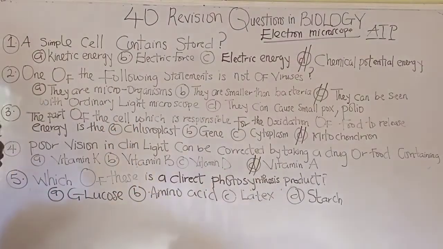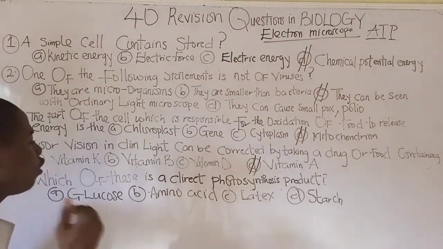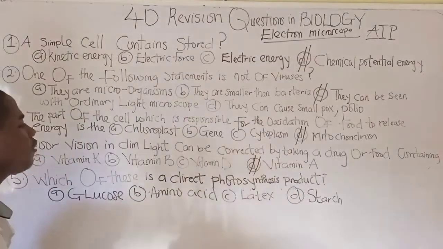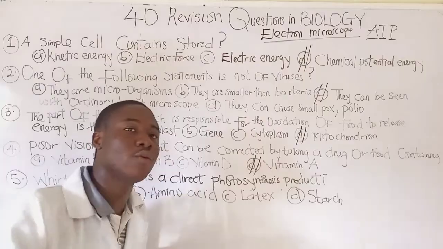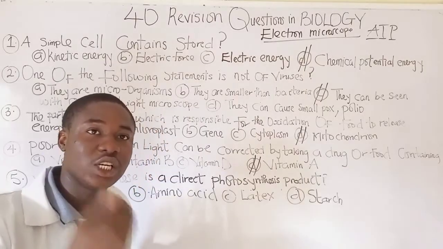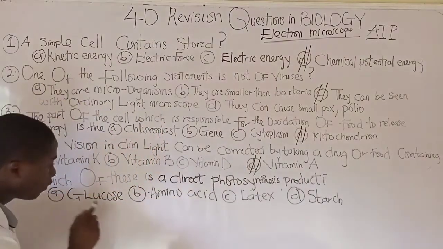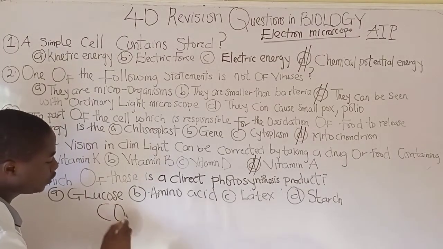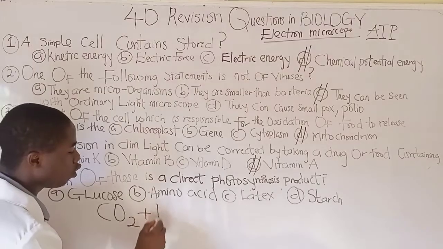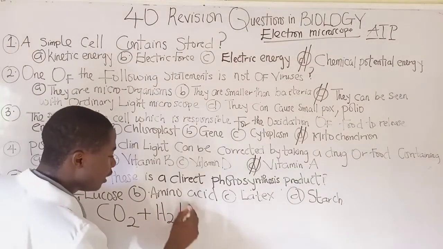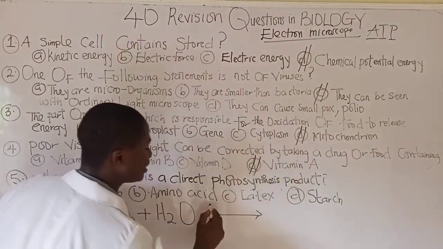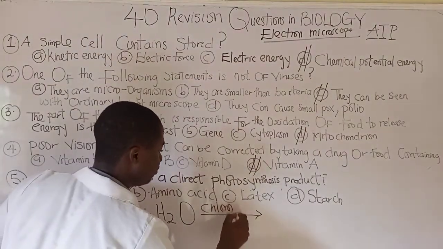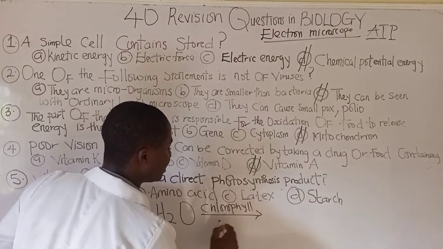So let's quickly move over to question 5. It says, which of these is a direct photosynthesis product? First of all, we have to write the equation for photosynthesis to see which is the direct product. For photosynthesis, carbon dioxide, CO2, reacts with water, H2O, in the presence of a catalyst, which we call chlorophyll, and in the presence of light.